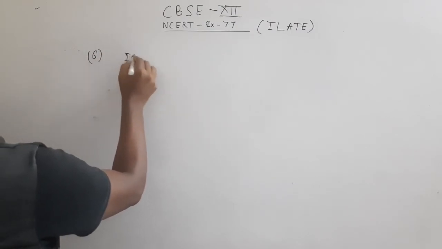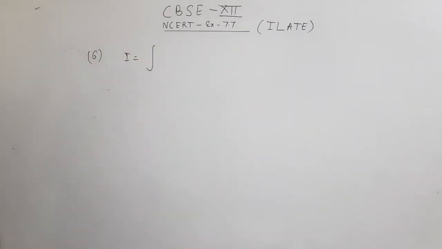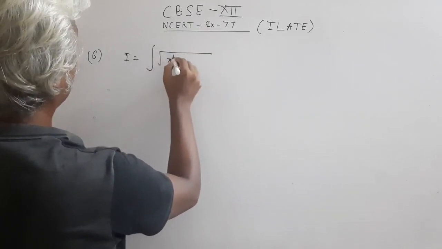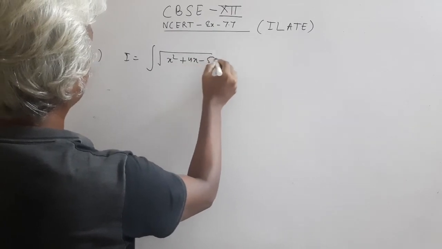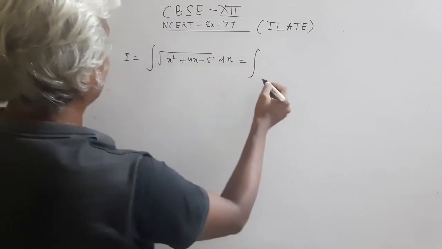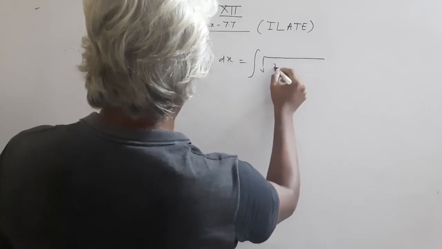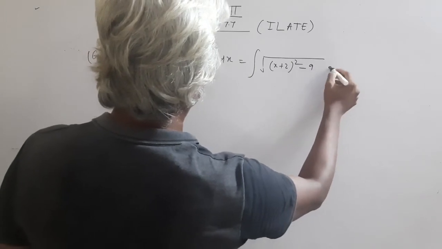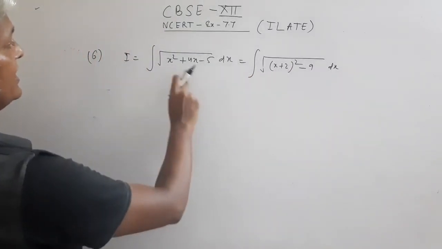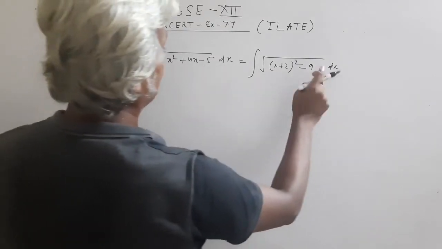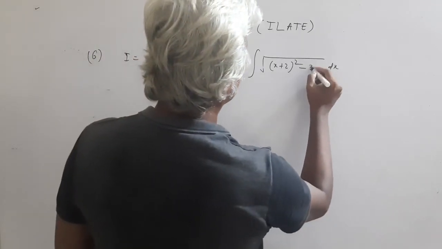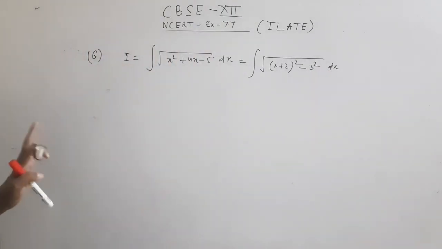Question number 6, I is the integration of square root of x square plus 4x minus 5 dx. So I can write this as under root (x plus 2) whole square minus 9 dx. If you expand you get plus 4 here, and 4 minus 9 is minus 5. So the 9 I can write as 3 square. Now I'll use the formulas directly because this is the form of under root x square minus a square.